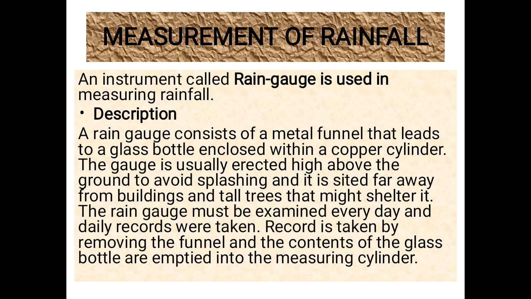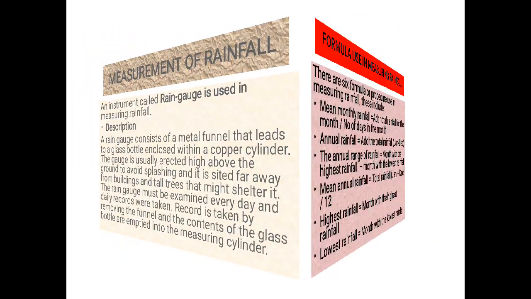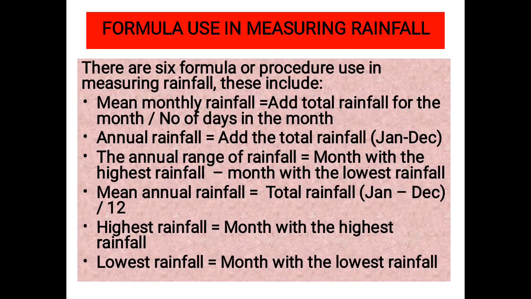A rain gauge consists of a metal funnel that leads to a glass bottle. If you see a rain gauge, it always has a metal funnel on top and a glass bottle down below. Now, we have many ways in which we can calculate rainfall, and the instrument for measuring rainfall is the rain gauge.